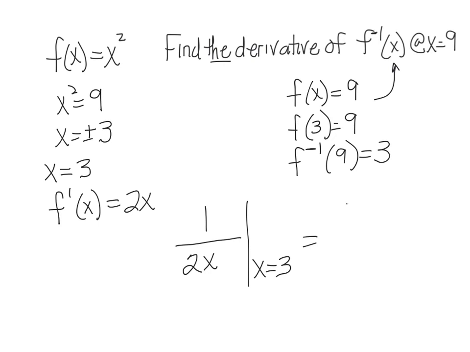So when I do that, I get 1 over 2 times 3, which is 1/6. So that would be the derivative of f inverse at x equals 9. That would be 1/6. So I would write that would be equal to f prime of x.